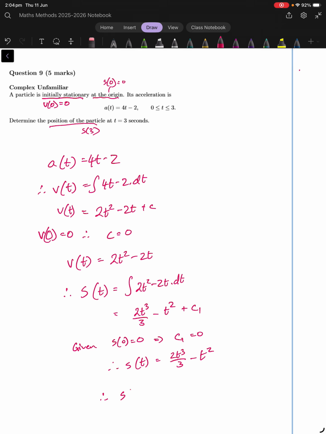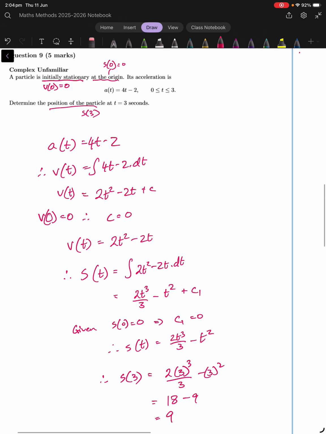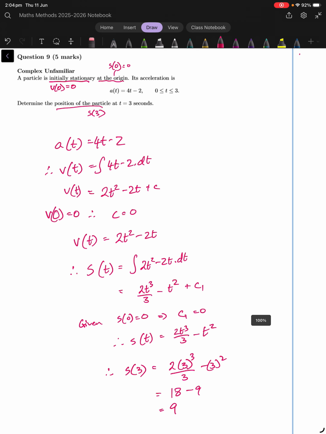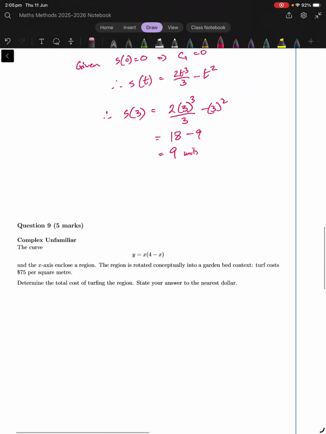They've asked me to find S of 3, so I substitute 3 in. 27 divided by 3 is 9, times 2 is 18. 18 minus 9 is 9. Did they have meters? They didn't say what the units were, so just 9 units would be fine. It's probably going to be meters, and then you could write meters, but this one doesn't say, so that's fine. So they're not too bad.